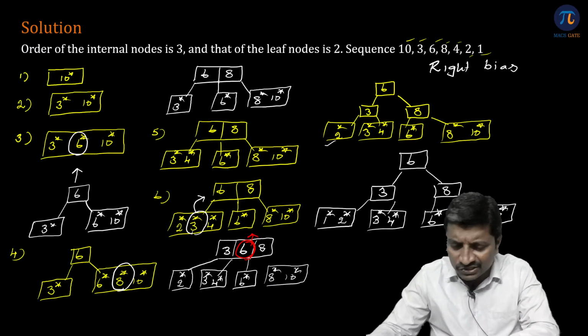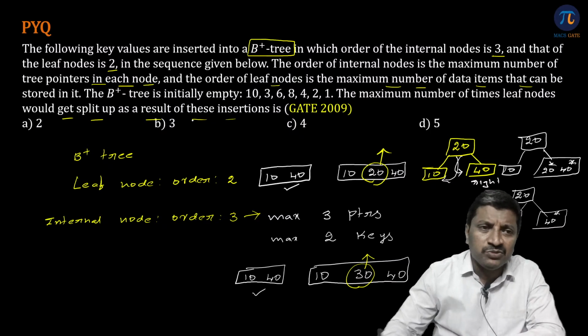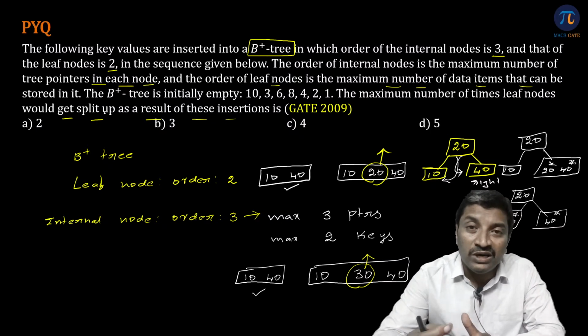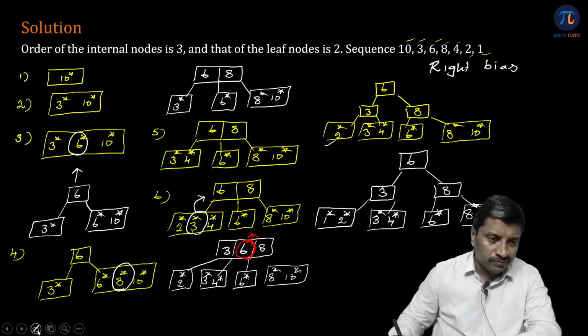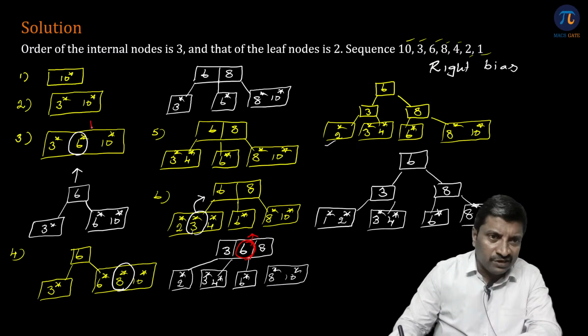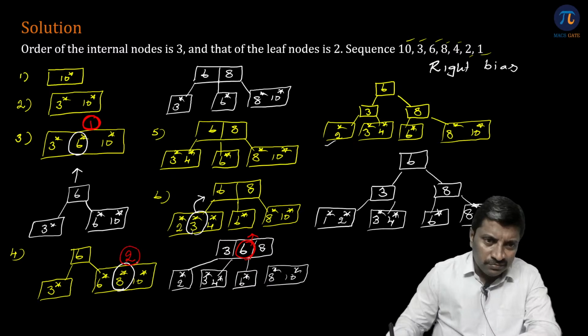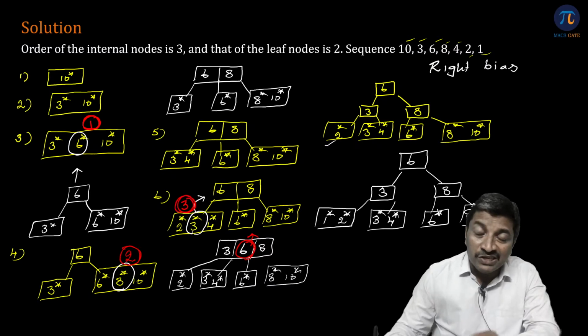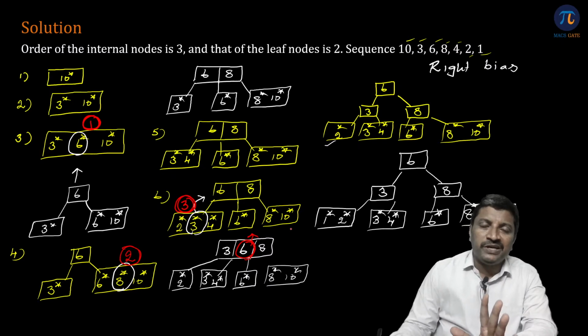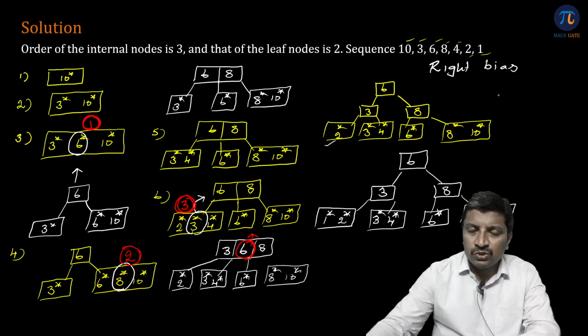Sir, what the question they asked me, sir? The maximum number of times leaf node splits. So we need to count only splits of leaf nodes, not of internal nodes, right? So let us count it. This is the first time we got, sir, leaf node split. This is the second time we got, sir, and where you have this is the third time. Here we split, but it is not a leaf node. So totally we split the leaf node only for 3 times.